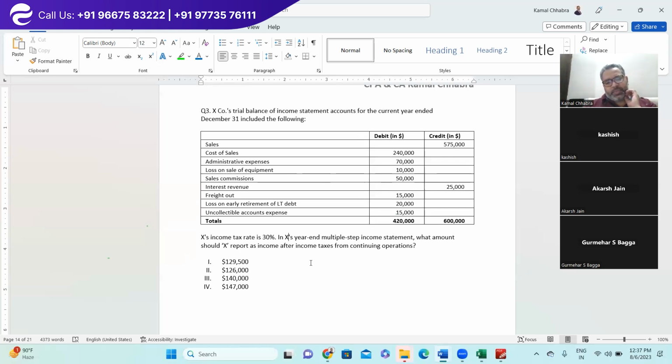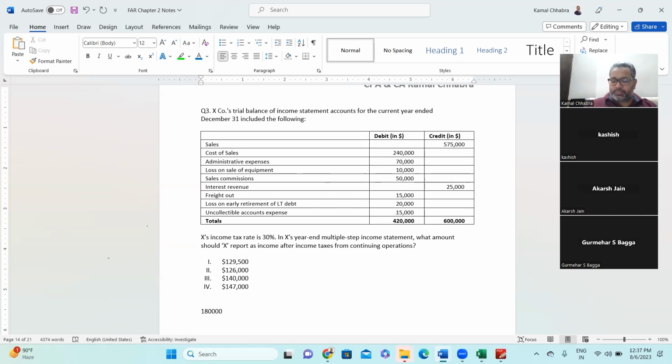So total expenses you have 420, total incomes you have $600. What is the difference between 600 and 420? 180, multiplied by 0.3, 30% is your taxes. How much is it? $54,000. Yes, sir. Right. So 180 minus 54, how much is it? 126. So 126 is the right answer.